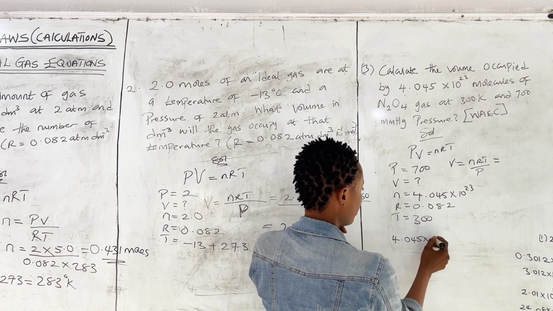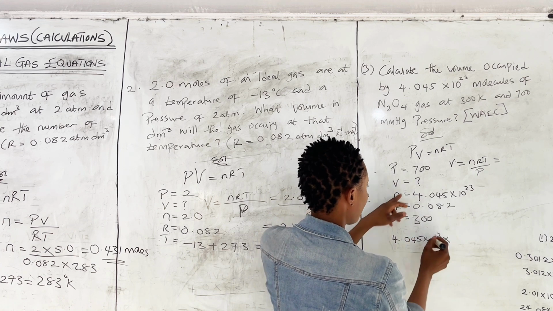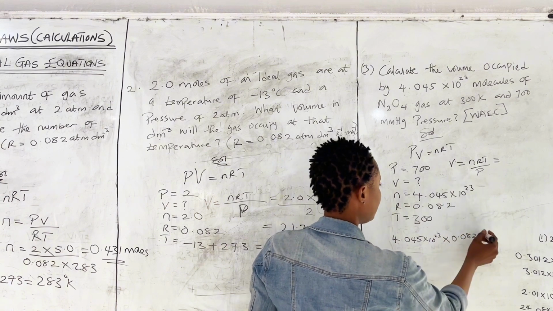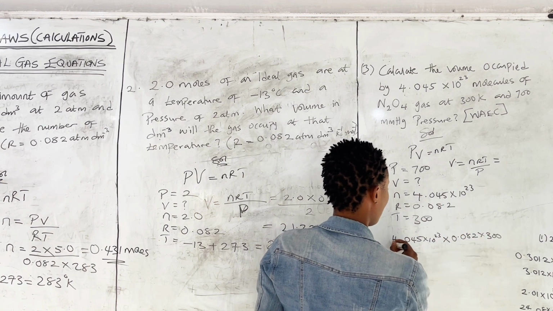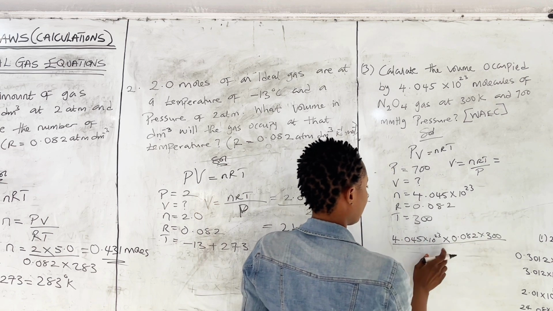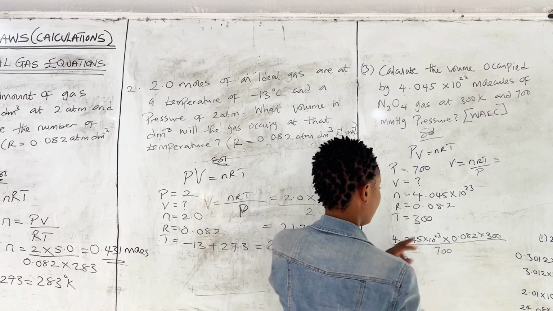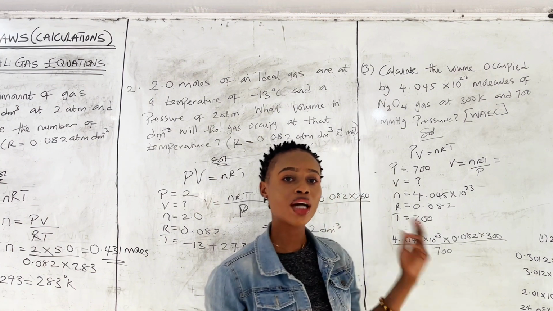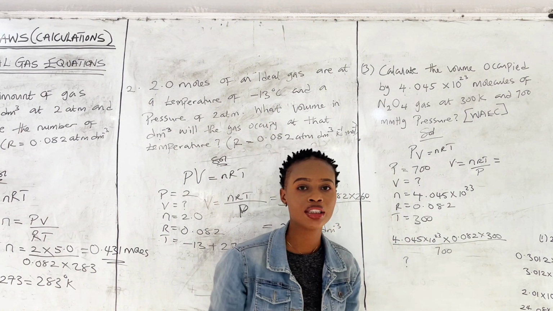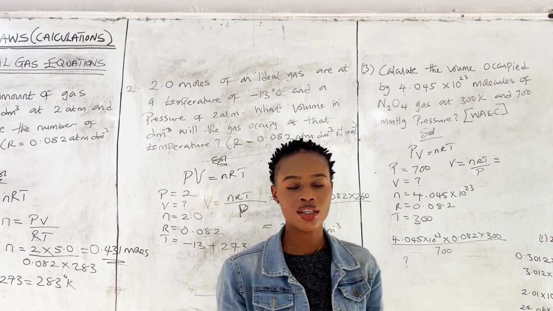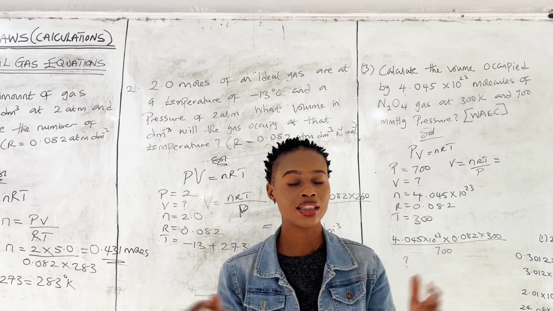4.045 times 10 raised to the power 23 times our R, 0.082, and our T, 300, over our P, 700. I'm going to leave this answer blank, so do that with your calculator, solve it and drop it in the comment section below. You can see that these calculations are actually very easy. All you need is to practice, practice and practice.